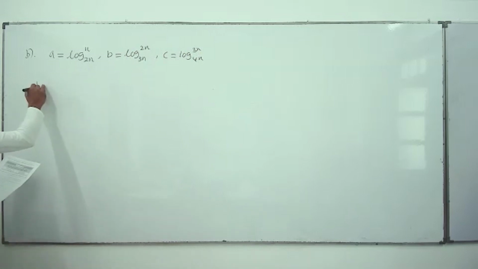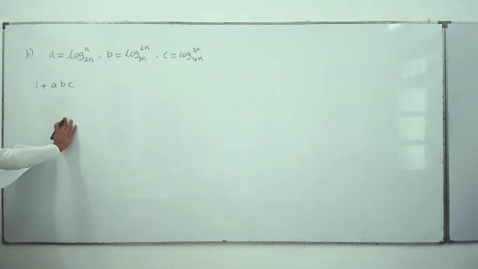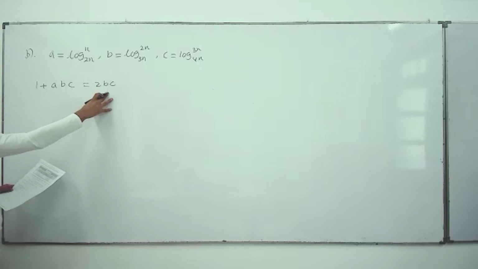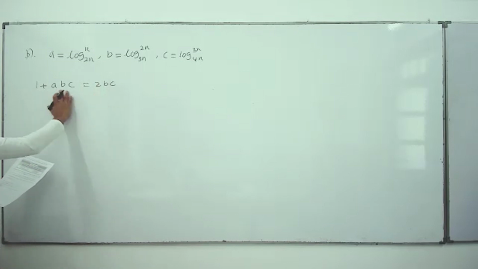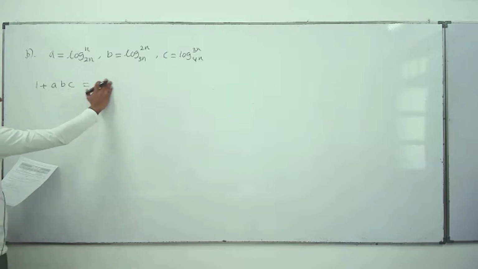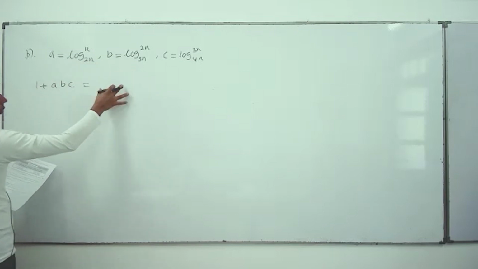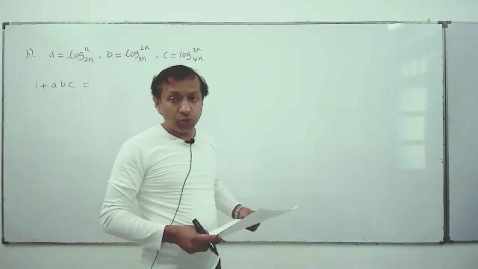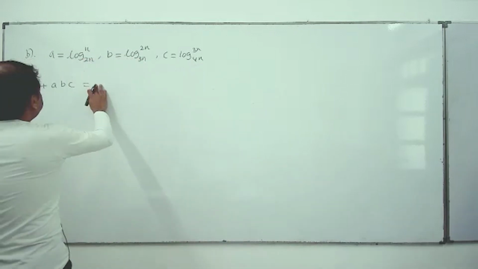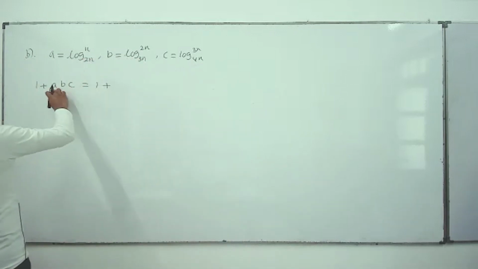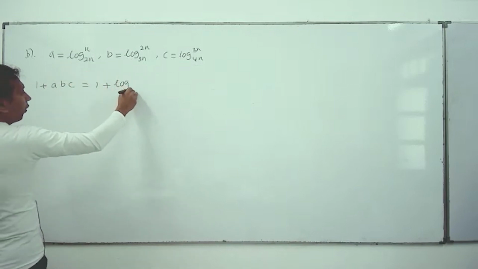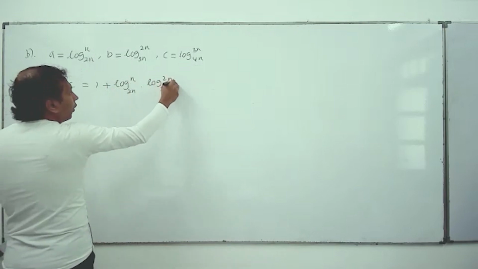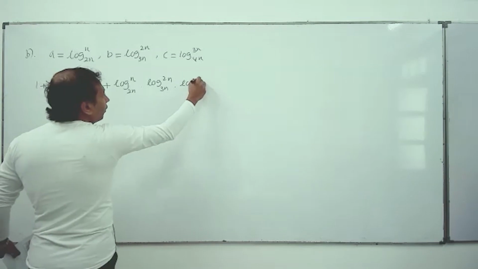We need to show this now: 1 plus abc is equal to 2bc. The left hand side is equal to the right hand side, that's what we have to do. I start from the left hand side, then I substitute for abc by these values, keep simplifying, and finally I take it to the right hand side, 2bc. Yeah, 1 plus a here log 2n b, log 3n c.